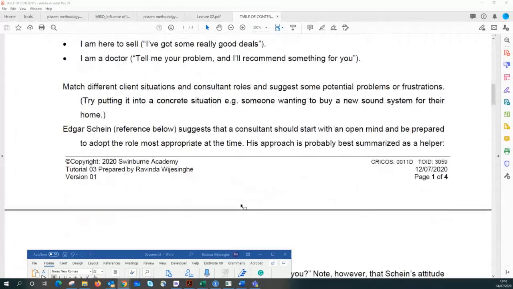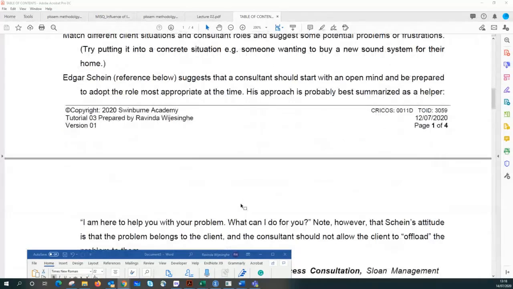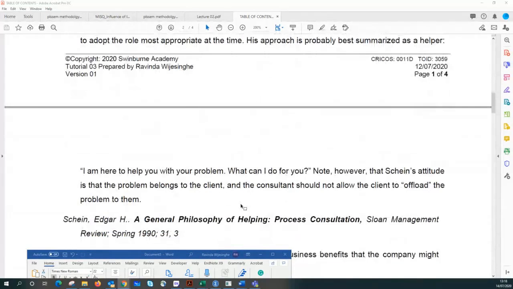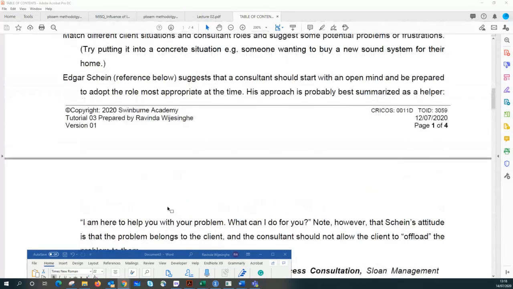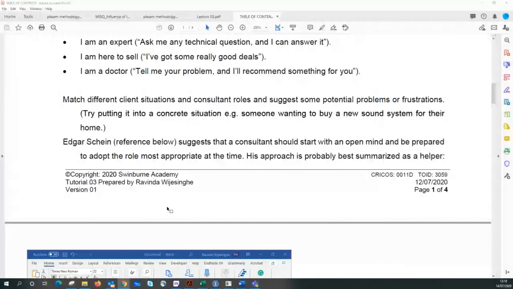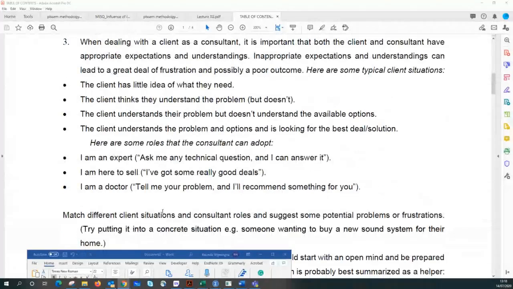His approach is probably best summarized as help: I am here to help you with your problem. What can I do for you? Note, however, that Schein's attitude is that the problem belongs to the client, and the consultant should not allow the client to offload the problem onto them. All right, so how are you going to answer this question? What we need to do is match the client situations.